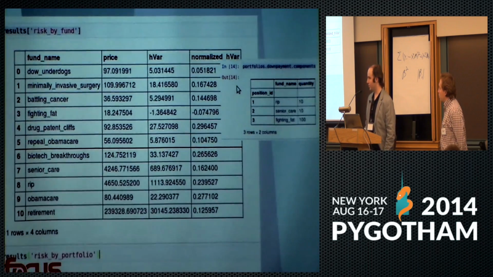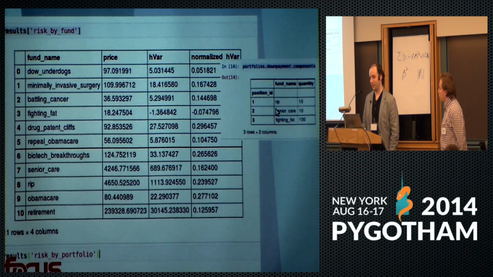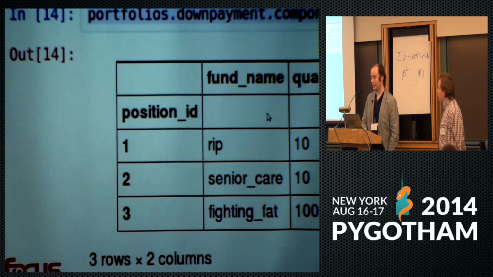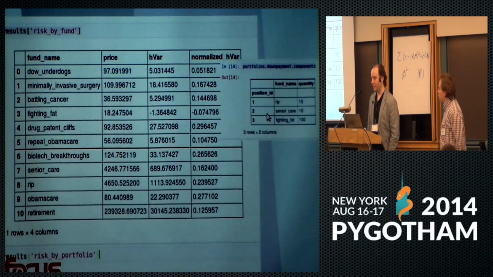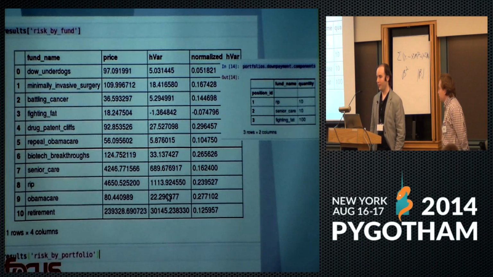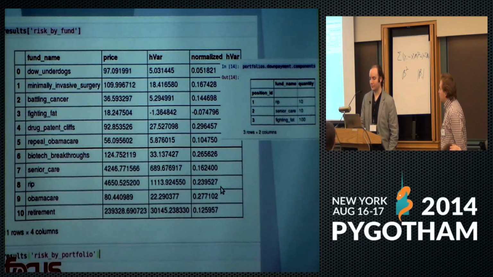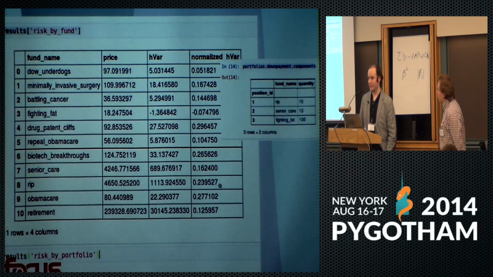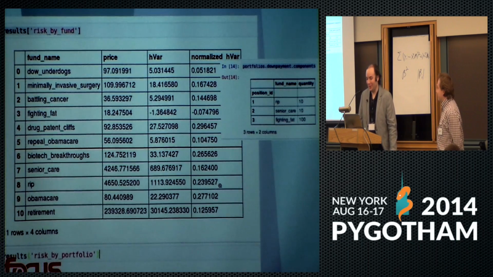So you look at this and you go, I'd like to do something about that. So what's in there? You can see there's three funds in here: RIP, Senior Care, and Fighting Fat. And if we look at our list of all the funds, we see that that RIP fund is a very high-risk fund. It's actually a bunch of mortuary companies, I think, which I thought would be fairly stable, but apparently is not.